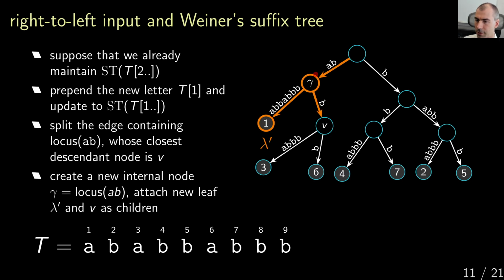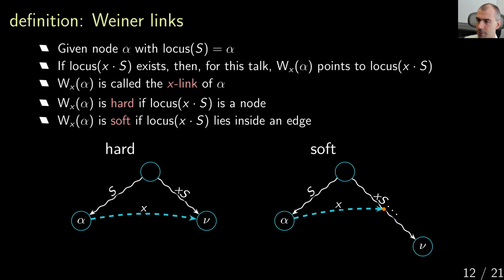Okay, so we branch off here, we create a new node called gamma, and then we spell out the rest of the suffix and create a new leaf with the suffix number 1, because it's the first suffix we want to insert. And we always call the new leaf lambda prime in this talk. And the rest is just to keep the same structure as before. Okay. This is what Weiner's algorithm does, and it also maintains some additional information stored in the nodes, called Weiner links, which we also need, and I will just briefly introduce them.